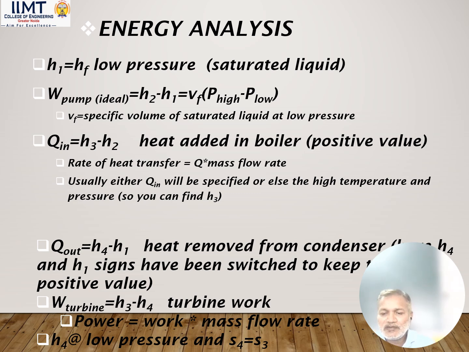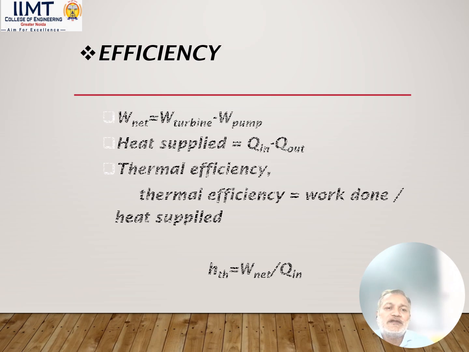Okay. So in that way, since this analysis is based on per kg mass flow rate, if we know the mass flow rate then we multiply by the mass flow rate, and we find the absolute amount of heat addition, work done, etc. So let us find the efficiency.